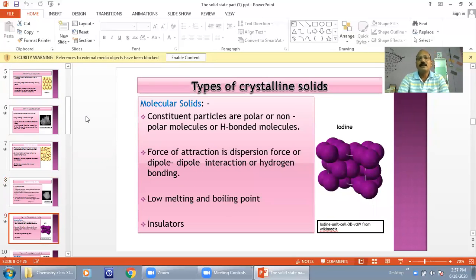Now see, types of crystalline solids. There are four types of crystalline solids: molecular solids, ionic solids, then metallic solids, and covalent or network solids. These are the four types of solids.